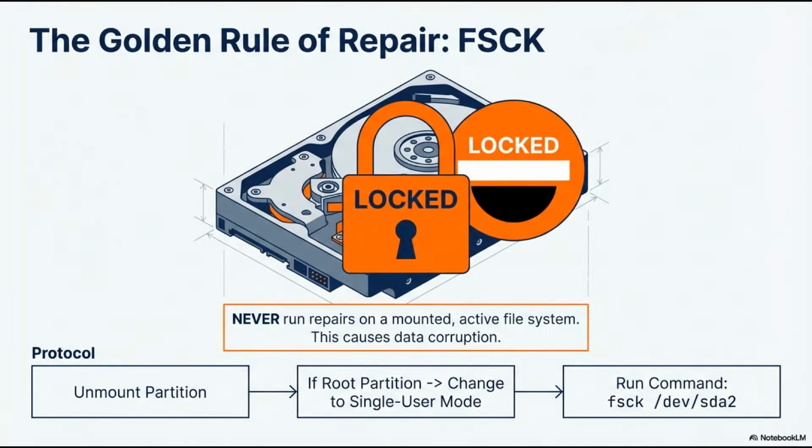So the slide has a little flow chart. Step 1, unmount. But what if the corruption is on the root partition, the one you're booted into? You can't just unmount the floor you're standing on. Correct. And that's why the flowchart points to the other option, single user mode.